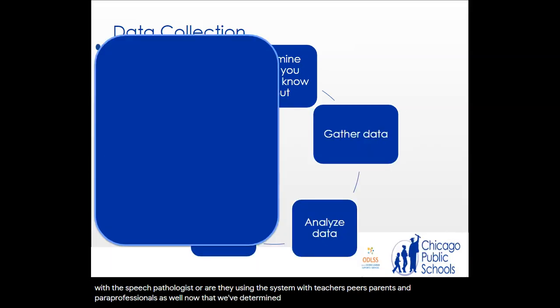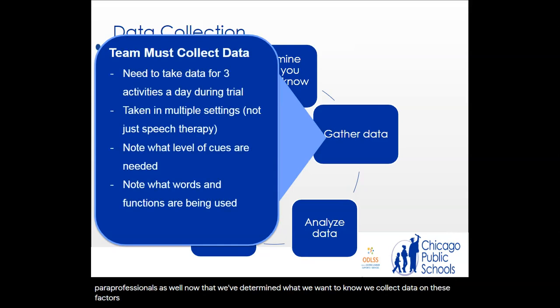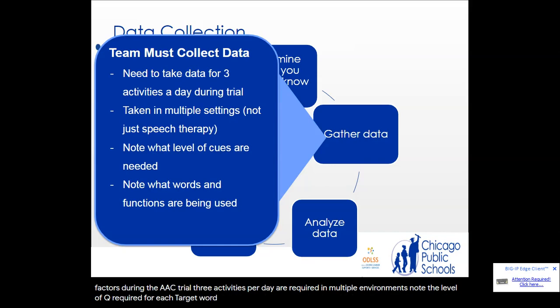Now that we've determined what we want to know, we collect data on these factors. During the AAC trial, 3 activities per day are required in multiple environments. Note the level of cue required for each target word elicited, as well as which words and communicative functions are used.